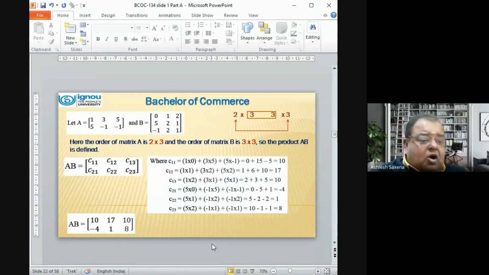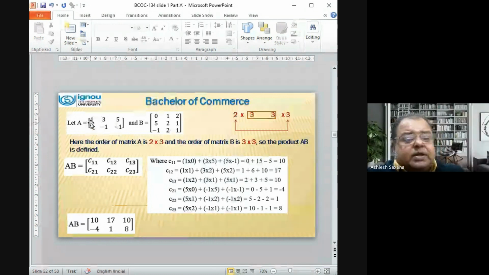All the elements of row 1 will be multiplied by the elements of column 1. That means 1 will be multiplied by 0, plus 3 will be multiplied by 5, plus 5 multiplied by minus 1. When we solve it, we get 15 minus 5, that is 10. You can see over here, it is written here, this 10.